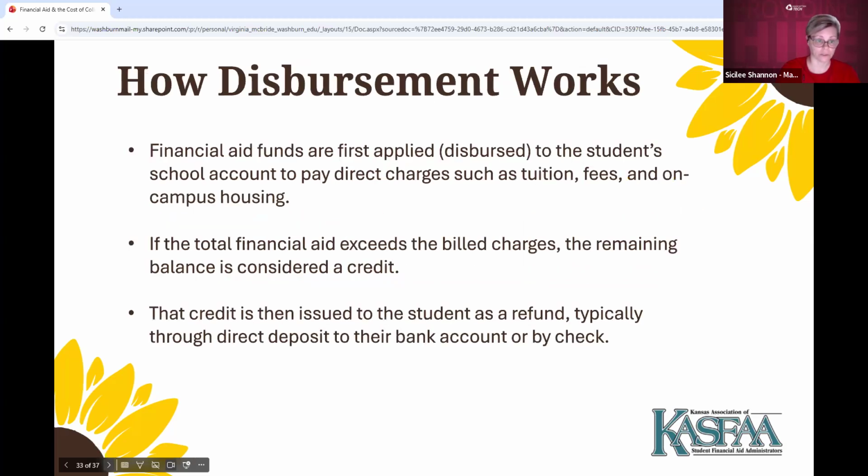And how disbursements work. Financial aid funds are applied first, or disbursed, to the student's school account to pay the direct charges that the school bills for, such as the tuition, the fees, and the on-campus housing, again, if applicable. If the total financial aid exceeds the billed charges, the remaining balance is considered a credit. That credit is then issued to the student as a refund, typically through direct deposit to their bank account or by check.